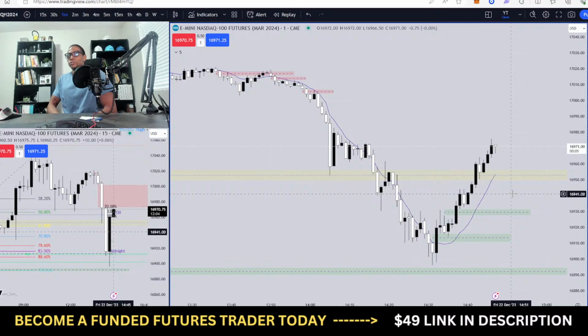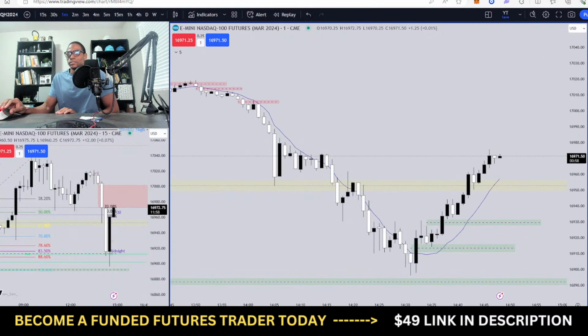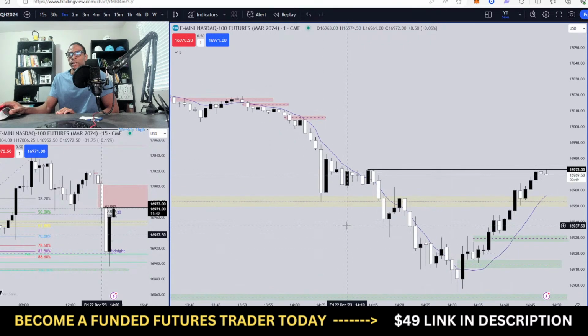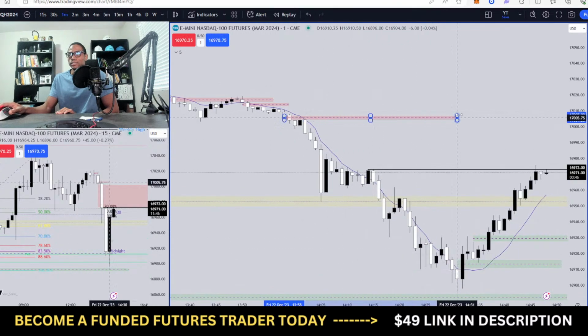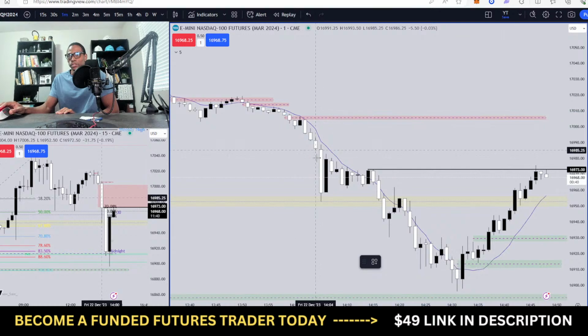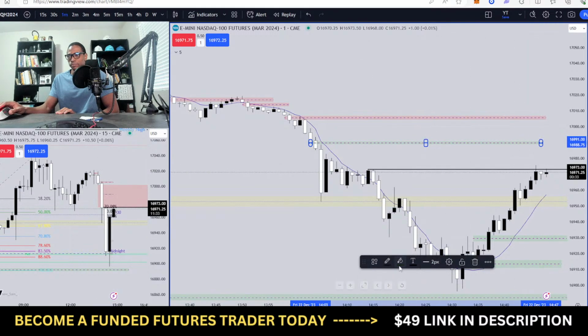Macro likes to run for liquidity, so let's see where it goes. We just took out these equal highs right here. Up next, as far as easy liquidity, it's going to be these fair value gaps. Well, I guess there's a couple more mixed in here. Let me mark those up. Keep in mind, this is the 1-minute chart.